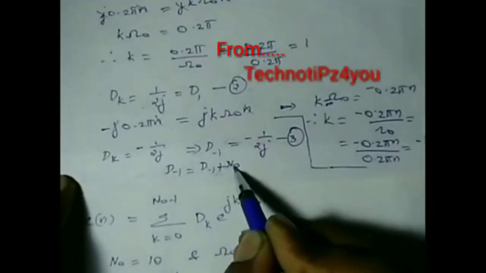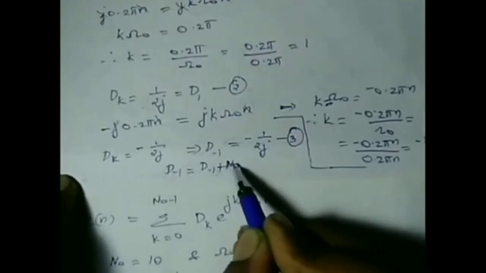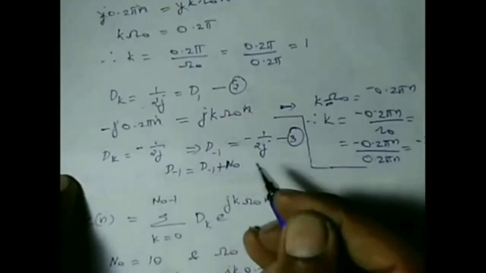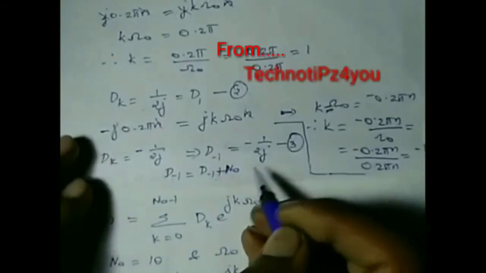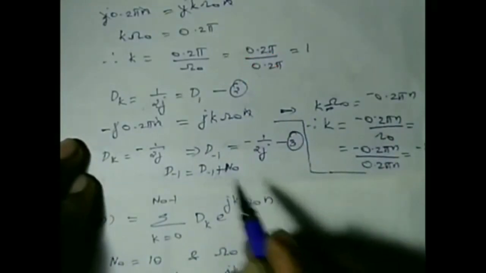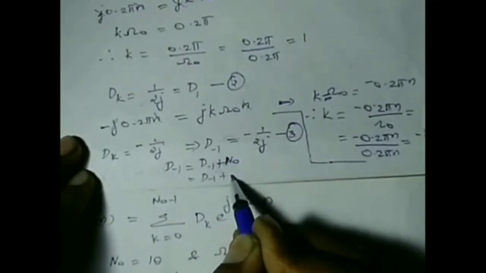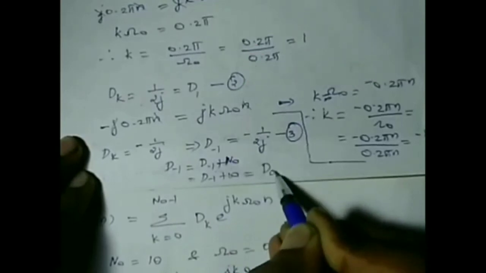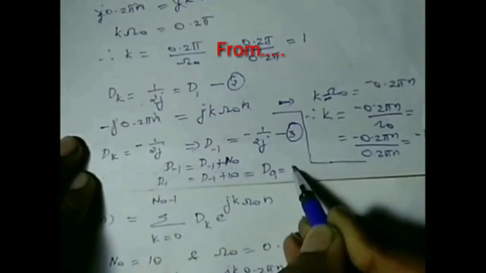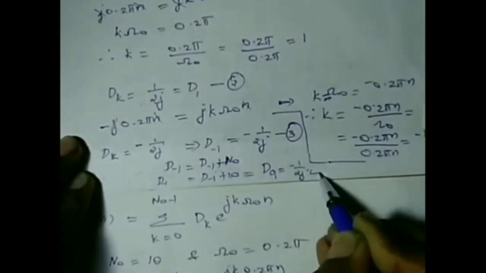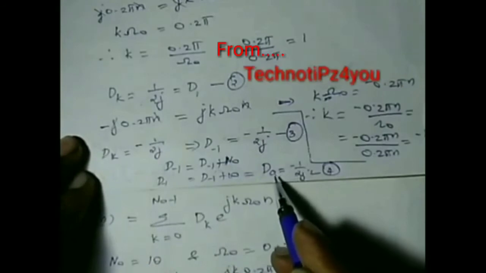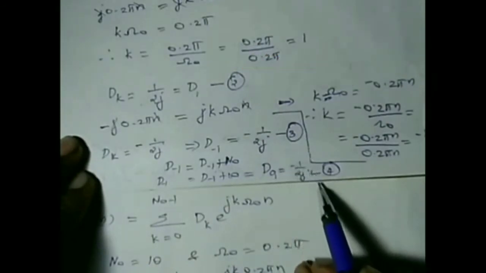I have already told that the meaning of fundamental period n0 is that the signal itself repeats for every n0 samples. That means the Fourier series is periodic here. So let us apply the periodicity here. d minus 1 is equal to d minus 1 plus 10, which is d9. So d minus 1 will be equal to d9, which is equal to minus 1 by 2j. Let us mark it as equation number 4. The value of d minus 1 is equal to d9, which is minus 1 by 2j.